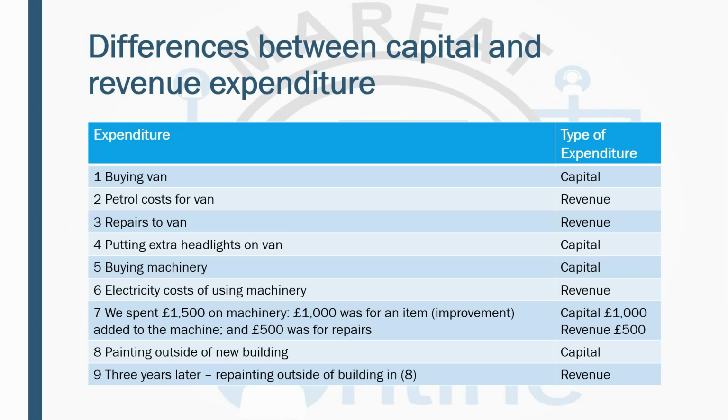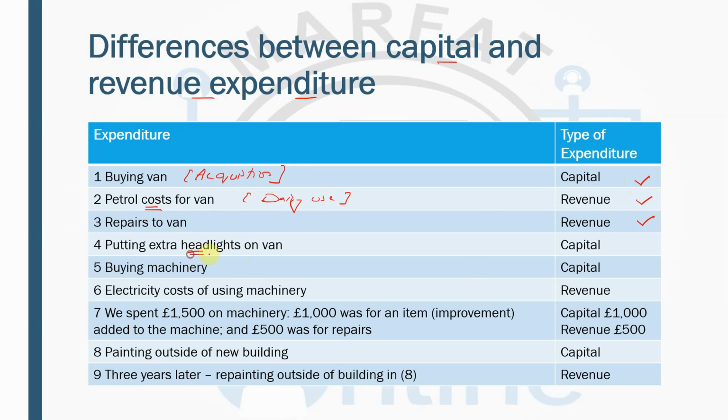Now, we have a very good example right in front of you, which will make you confident regarding revenue and capital expenditures. So, differences between capital and revenue expenditure. Buying a van is related to the acquisition, so this is a capital expenditure. Petrol cost for the van, a daily expense, is a revenue expenditure. Repairs to the van, repair and maintenance, is a revenue expenditure.